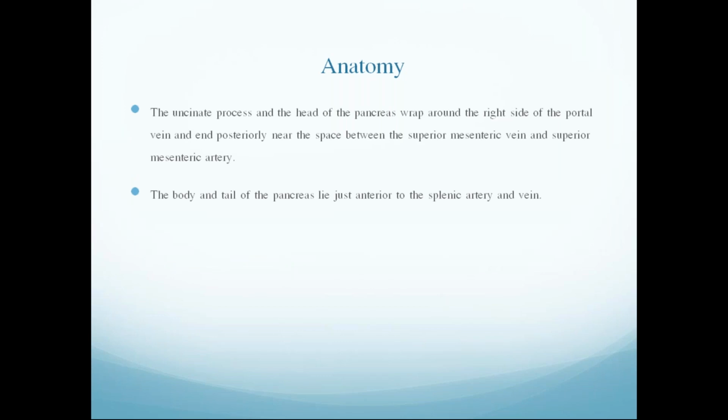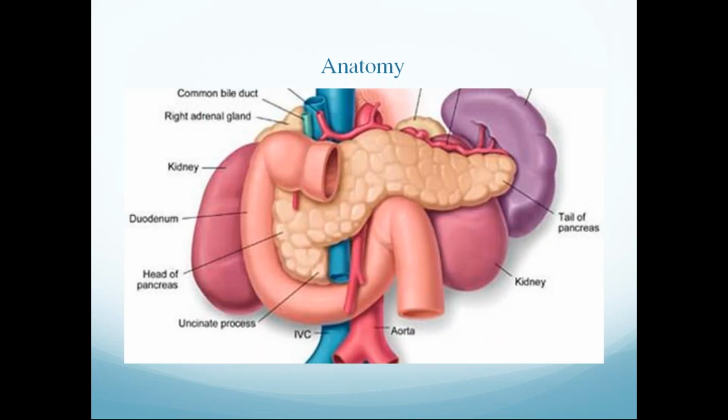The uncinate process of the head of the pancreas wraps around the right side of the portal vein and posteriorly, near the space between the superior mesenteric vein and superior mesenteric artery. The body and tail of the pancreas lie just above and anterior to the splenic artery and vein.